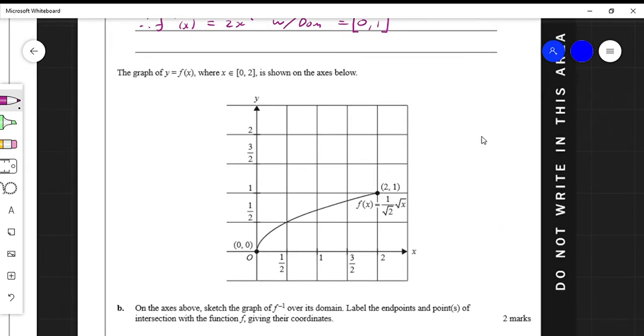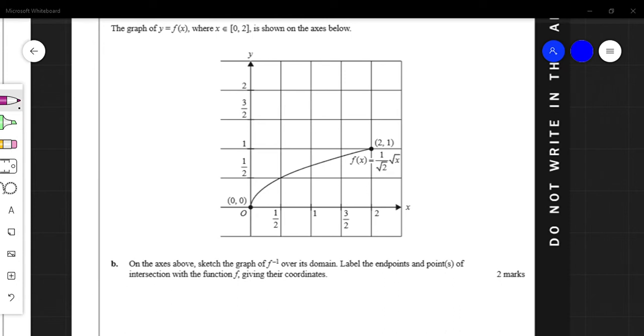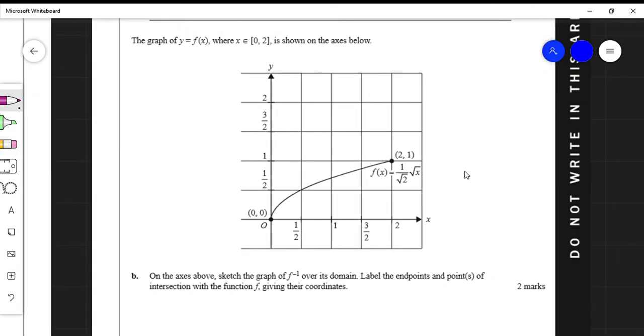So on the axis above, sketch the inverse function over its domain, and then label the endpoints and the points of intersection. All the things you've got to do, just check them off a list. You don't have to do this, but I always do, just to make sure. Draw in our y equals x line, because that's the line we're reflecting it over. We go y equals x, and now I'm going to have a go at drawing f inverse of x. So we know that it intersects here, because it intersects along the y equals x line.